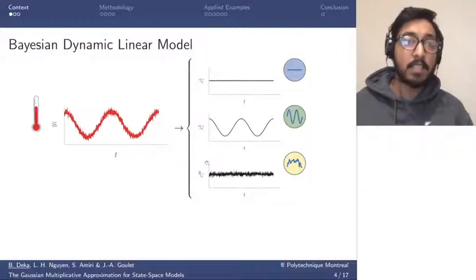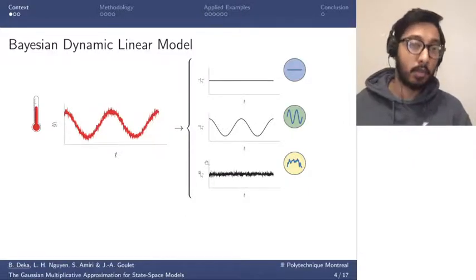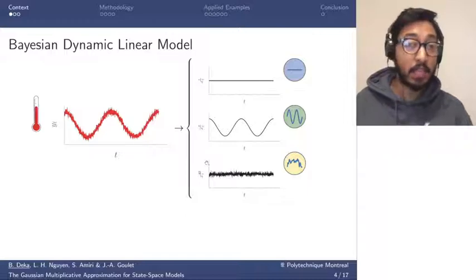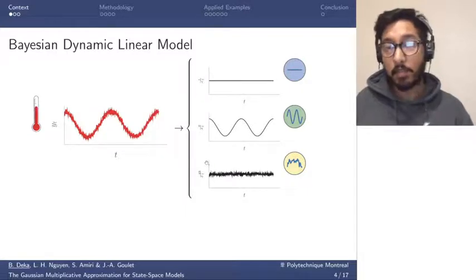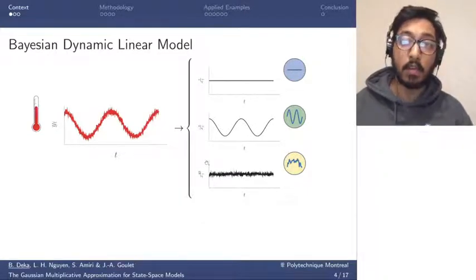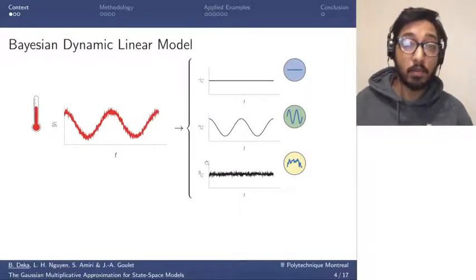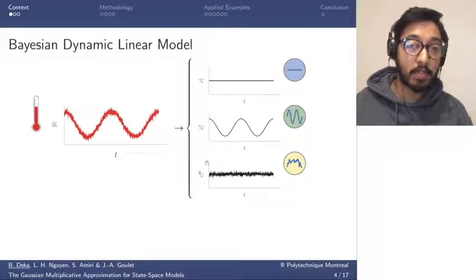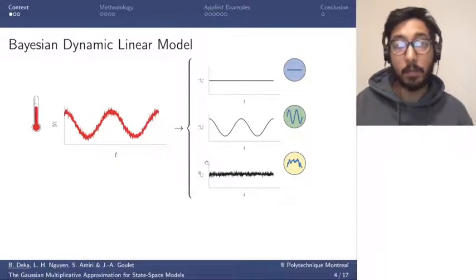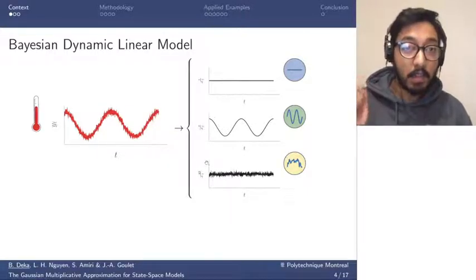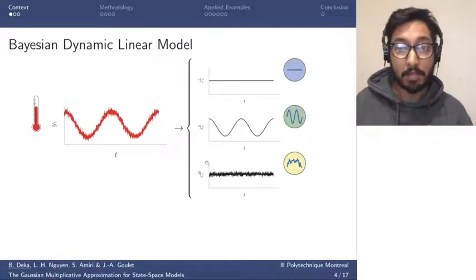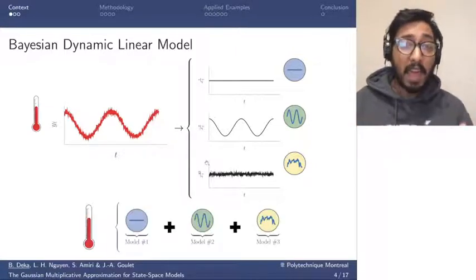For the context, let's start with an intro to Bayesian dynamic linear models. For example, if we have a temperature time series on the left, this can be decomposed into the three patterns that you see on the right. So what we have is a constant baseline, a periodic pattern, as well as the residuals that are captured by an autoregressive process. Now, all these three patterns are referred to as hidden states because they represent an underlying hidden structure for the observed time series. If we add these patterns together, we can get the observed time series.